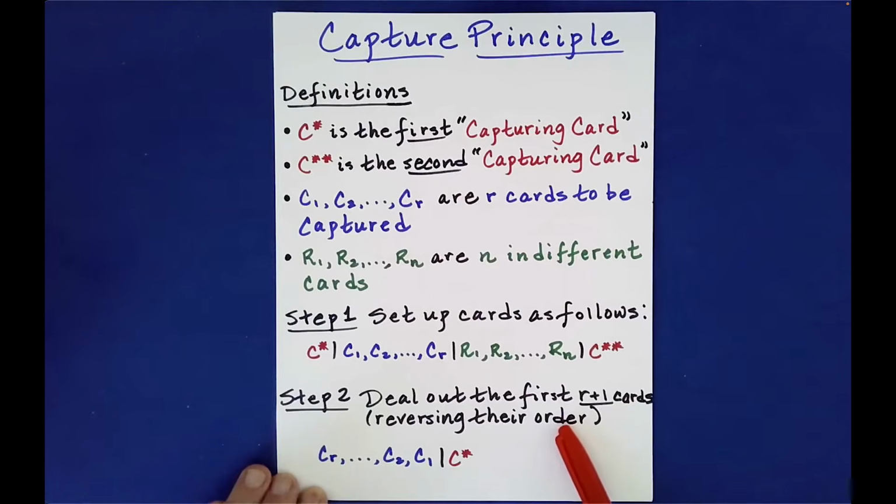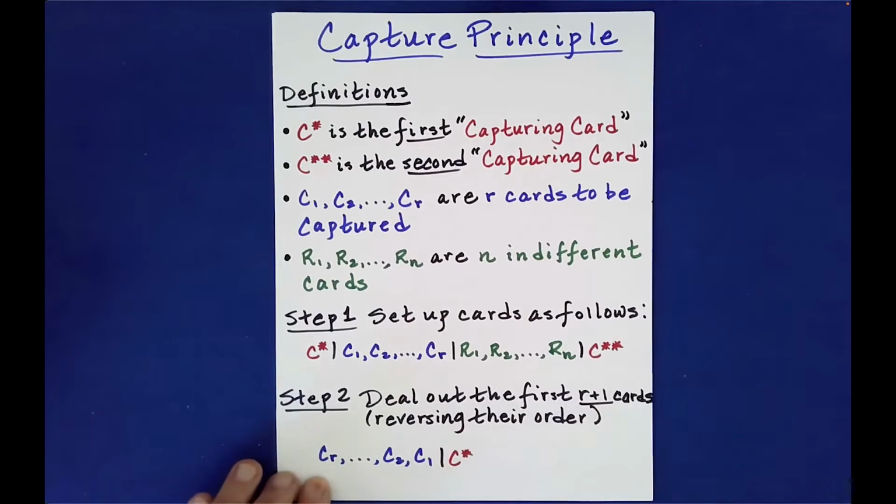How did I do that? I had to deal out 3. So 2 plus 1 is 3 cards. Well, there's 3 letters in the name Ace. So I just spelled out A-C-E, and that took care of that step. If you deal out 1 more than the number of cards to be captured, the order of the cards will be reversed. That's what happens when you deal out cards to the table.